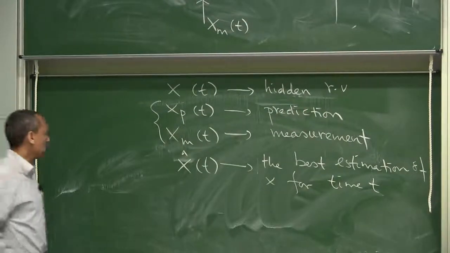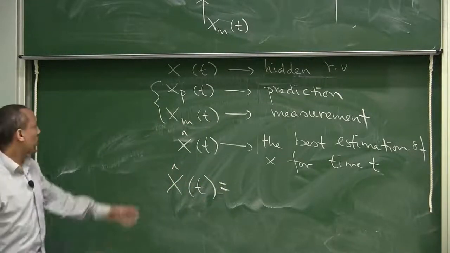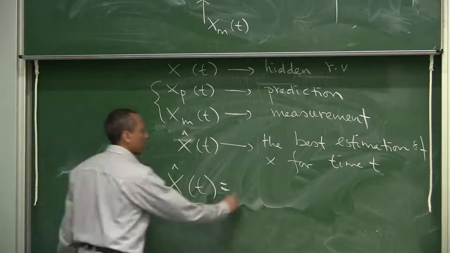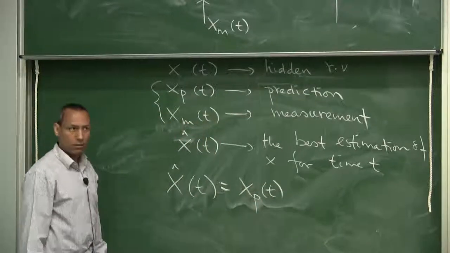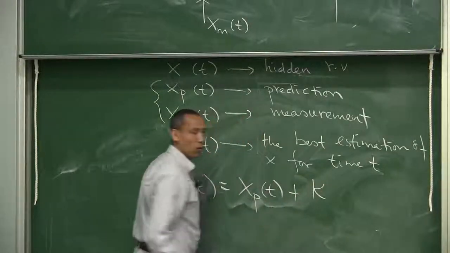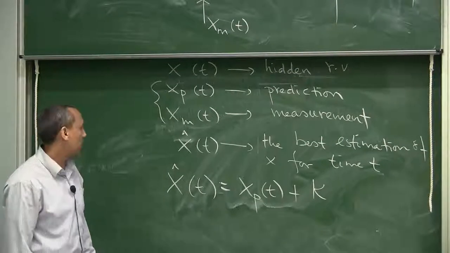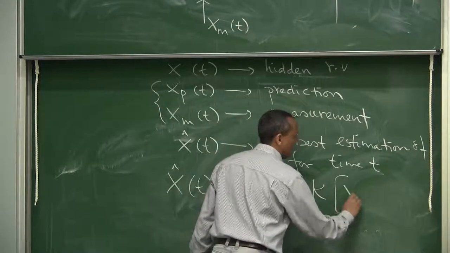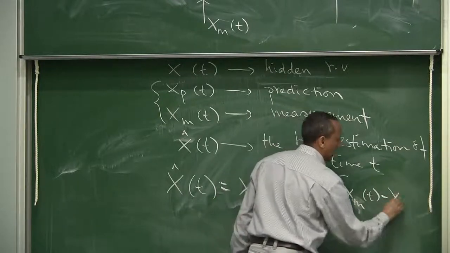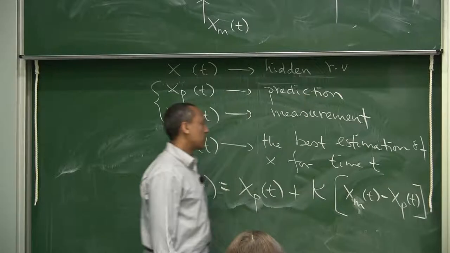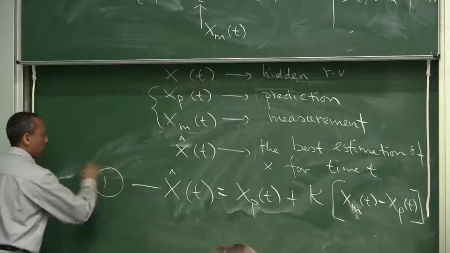So the Kalman filter says the best approximation X hat of T combines all the evidence we have thus. First, we have the prediction for the time T, plus some Kalman constant. We are going to derive the Kalman constant, which minimizes the error. Kalman constant, and then XP of T, XM of T, and XP of T. This is the Kalman formulation. We call this equation 1.